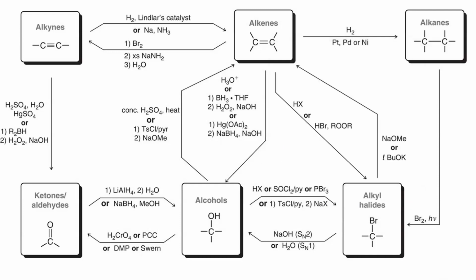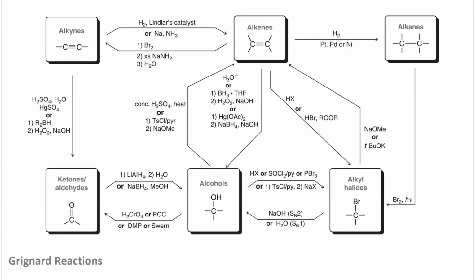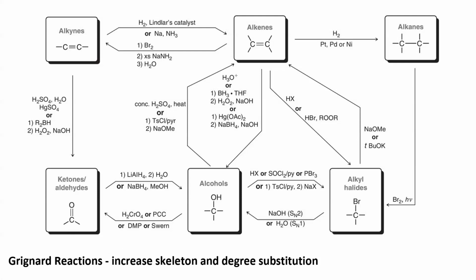So this synthetic map is a lot of things to keep track of, and this is far from complete. None of these steps involves changes to the carbon-carbon skeleton, and one thing we want to be able to do with synthesis is to increase not only the number of carbons we have, but also the degree of substitution. To add that functionality, we include Grignard reagents. And our Grignard reactions are going to perform nucleophilic attack on the carbonyl carbon.